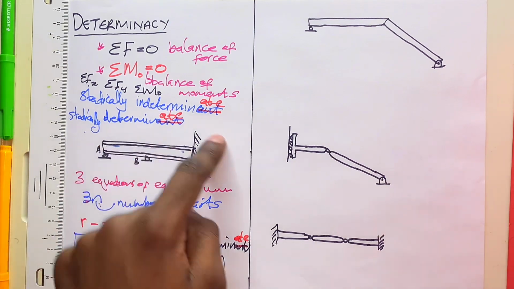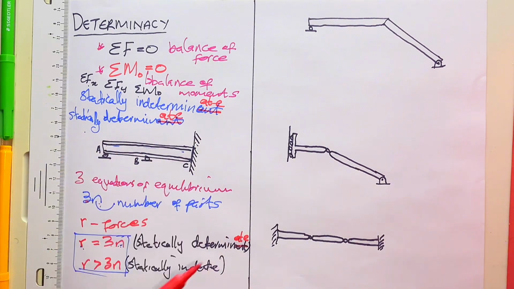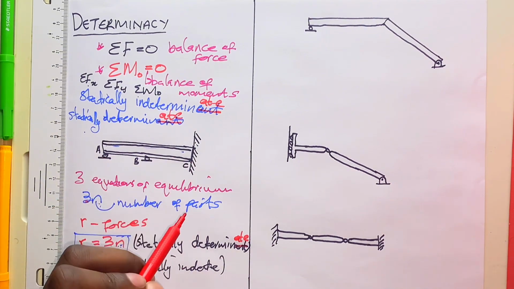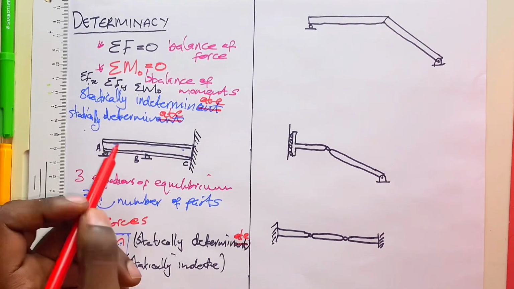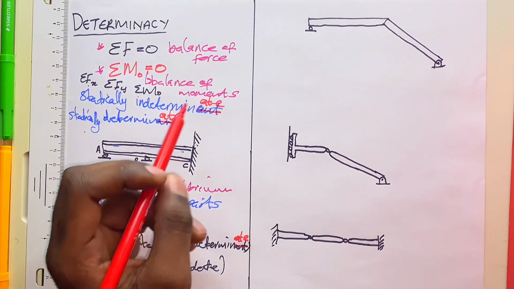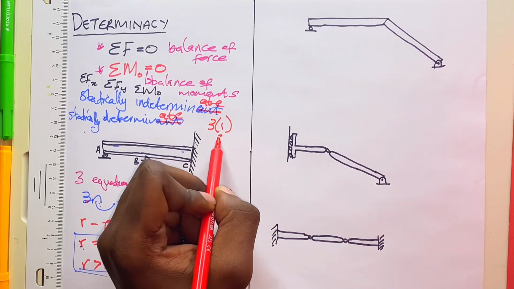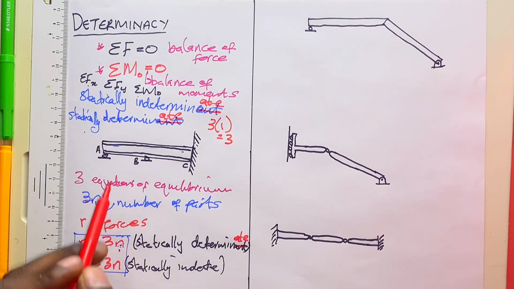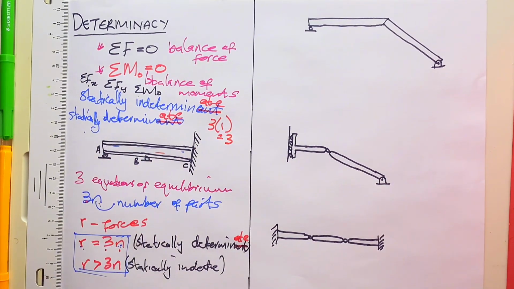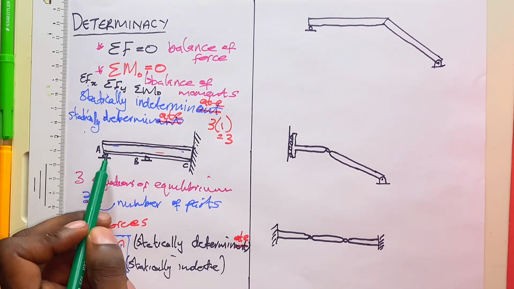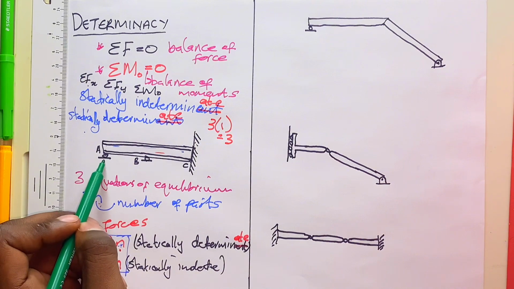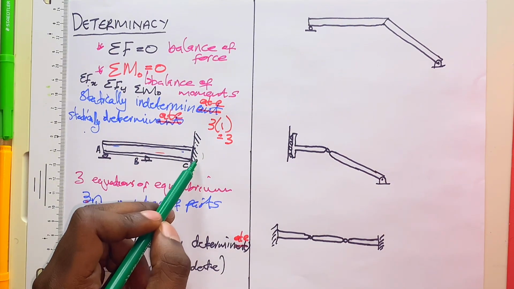Now, let's look at this member that I have here and see how many forces I have. We already know that we only have one part, so n is 1, and 3 times 1 is equal to 3, because we take 3 and multiply it by n, and n is the number of parts, and we only have one part here. Now, how many unknown forces do we have? To find the unknown forces, we look at the reactions. There's no other external force acting here. We only have the forces from the reactions of the supports.